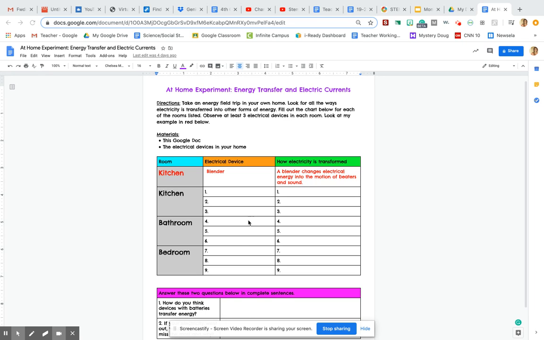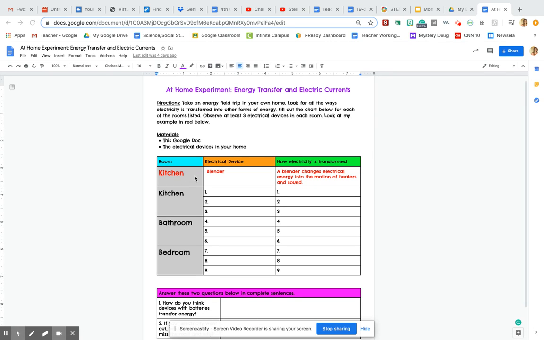And then you're going to fill out this chart below for each of these rooms listed here. You're going to observe at least 3 electrical devices in each room and also take a look at my example here, which I will talk about. All you need for this experiment is this Google Doc and your electrical devices in your home. Okay, so here's my example.